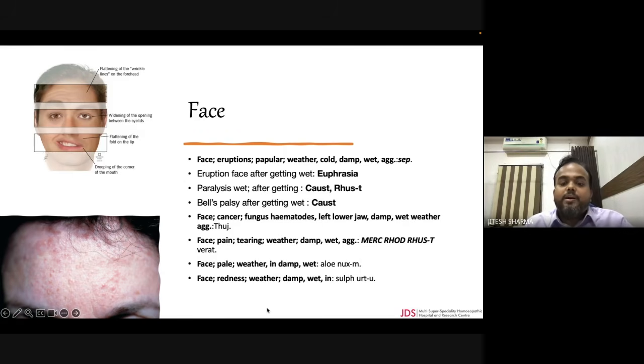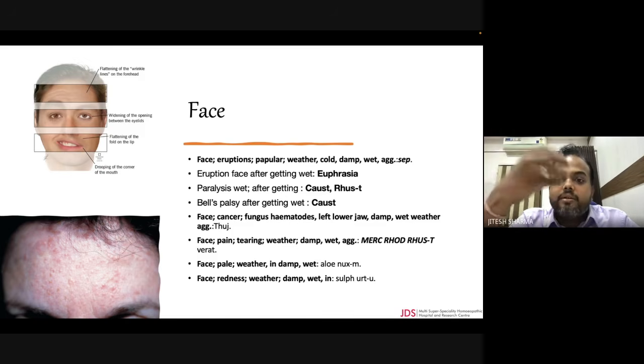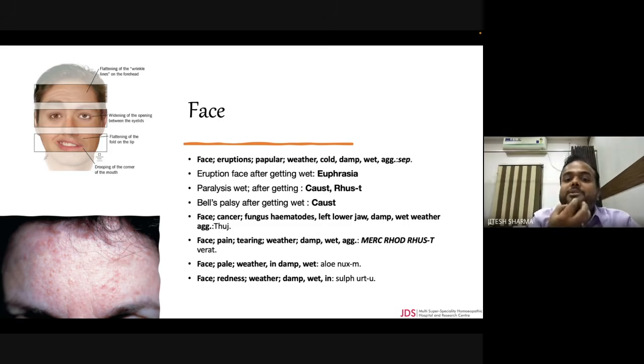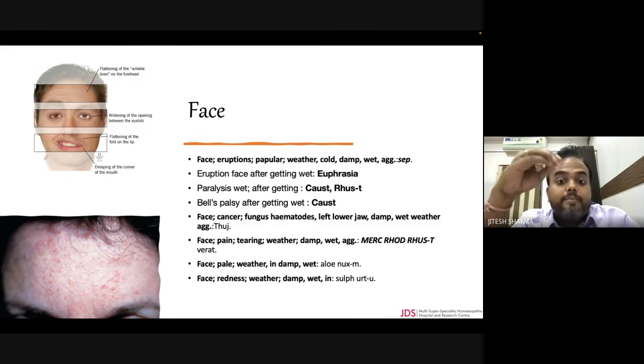Now, coming to the face part, if the patient complains of eruptions in the wet weather, especially papular eruptions on the chin area, Sepia is the only remedy in the rainy season. I repeat, papular eruptions on the chin area, Sepia during this damp weather season. Now, eruptions on face after getting wet, Euphrasia. Paralysis of the face after getting wet, Causticum, Rhus tox. Bell's palsy after getting wet, Causticum.